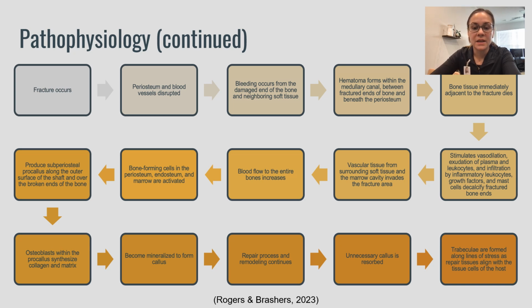Osteoblasts within the procallus synthesize collagen and matrix, and this becomes mineralized to form callus. The repair process and remodeling continues, and unnecessary callus is resorbed. Trabeculae are formed along lines of stress as repair tissues align with the tissue cells of the host.